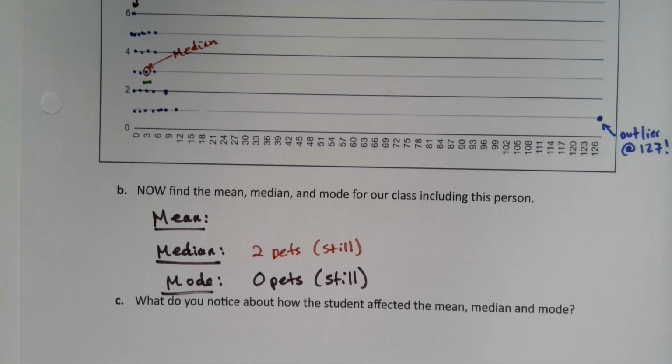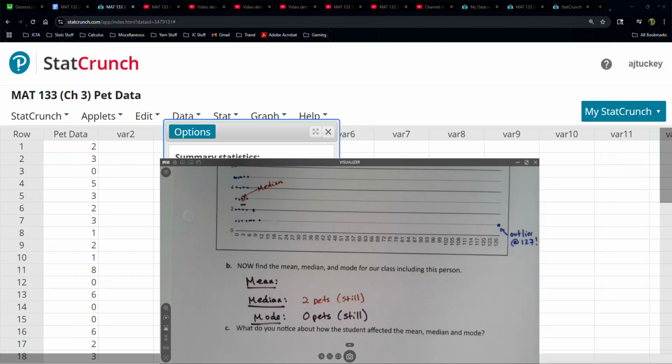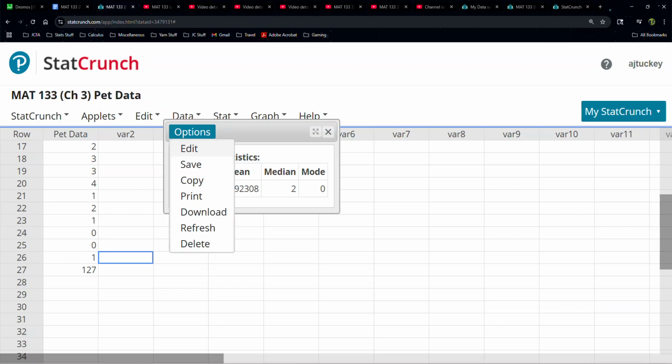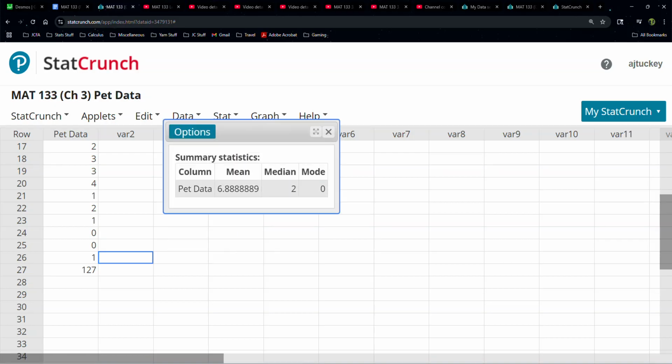But the mean is not going to be the same. So let's go to StatCrunch for a second. I'm going to scroll down here and add in a 127 at the bottom, and rerun this data set. If you already have it run, click Options and then Refresh. It'll run it again with the new number in. And you can see the mean jumped. The median stayed at 2, the mode stayed at 0, but the mean jumped to 6.89. If you think about it, that is not a fair representation at all of our data set.